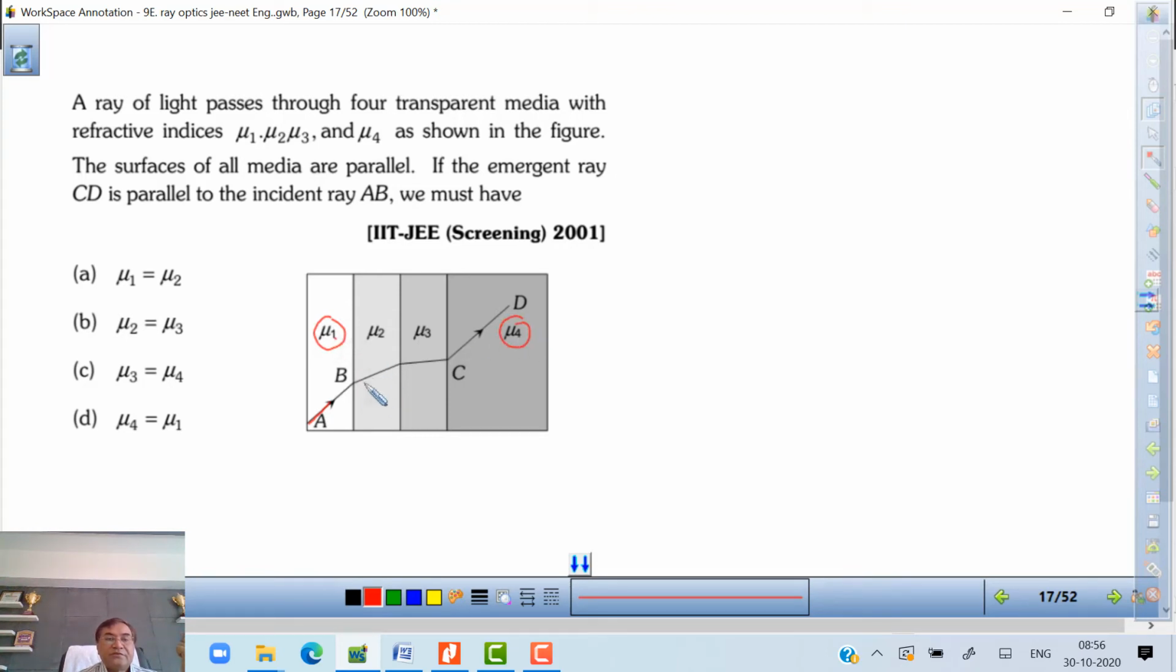mu1 is less than mu2, because this angle is small and this angle is bigger. Then mu3 is greater than mu2 and mu4 is less than mu3, we can also say that. Here our option will be mu1 is equal to mu4. So this is your correct answer.